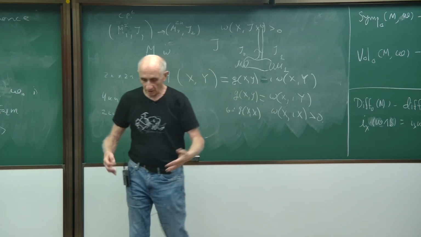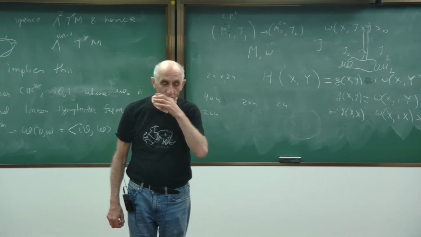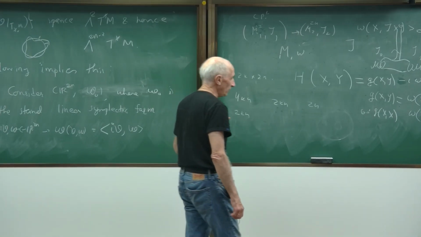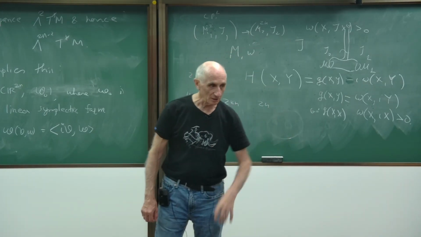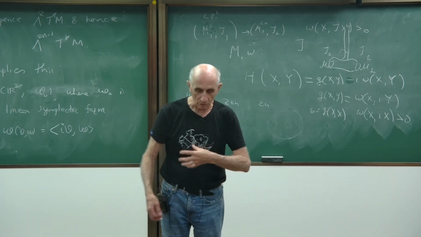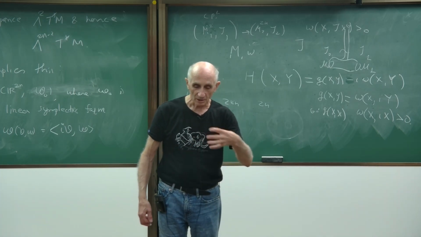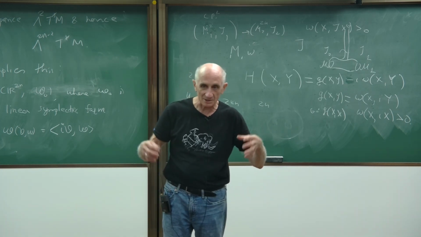And here comes the Gromov compactness theorem, which says the following. Suppose you have a sequence of holomorphic curves, and how do you know that out of the sequence you can choose some converging subsequence, at least in some sense?